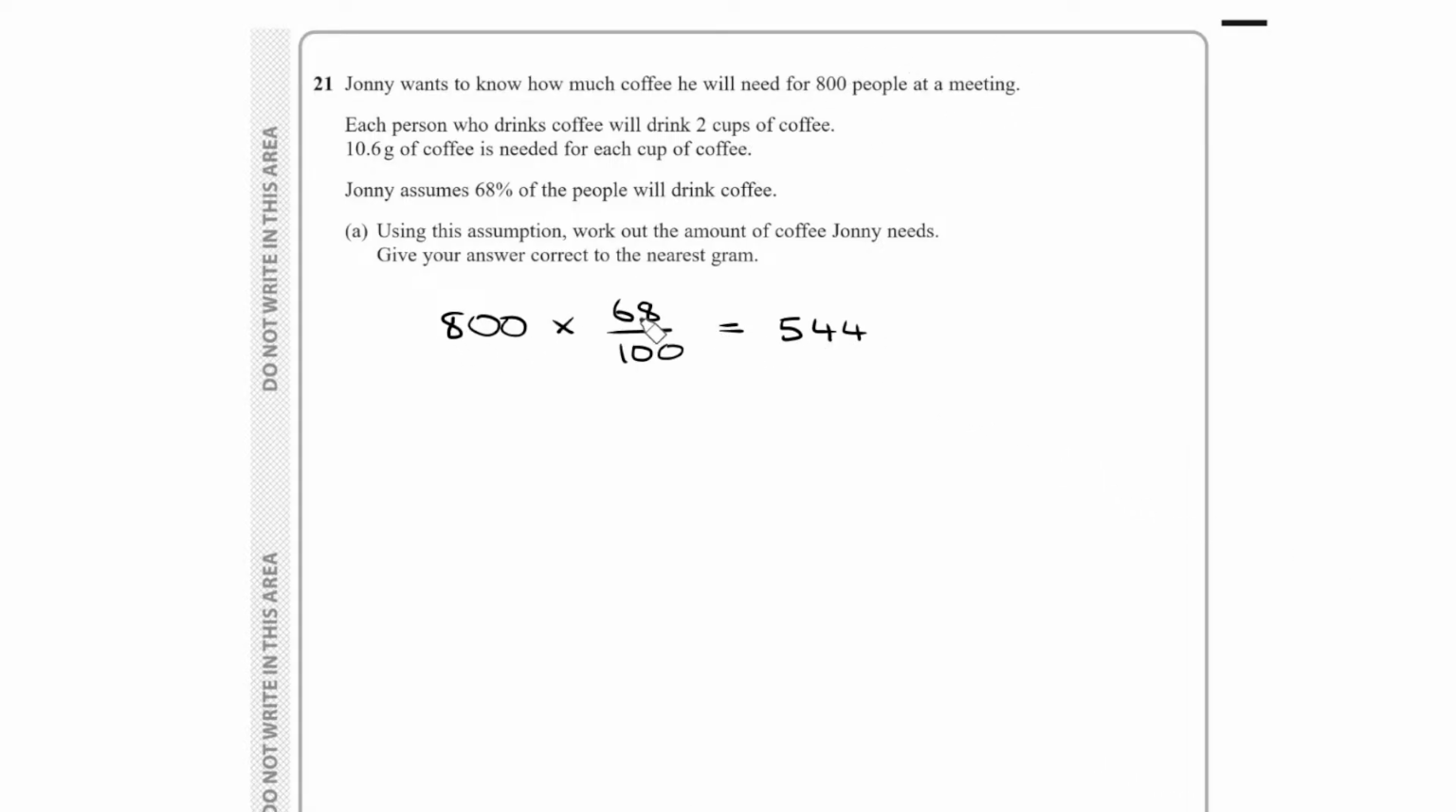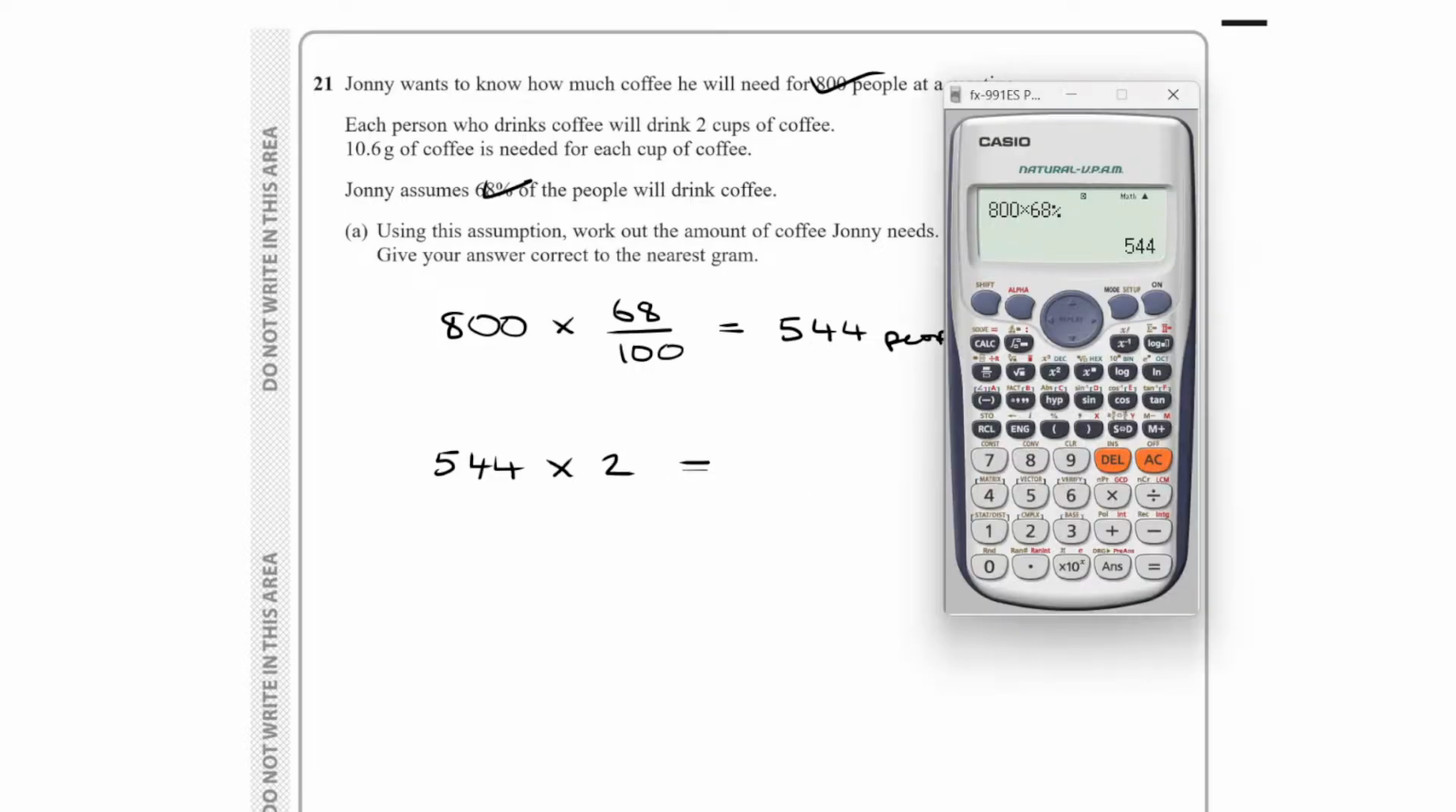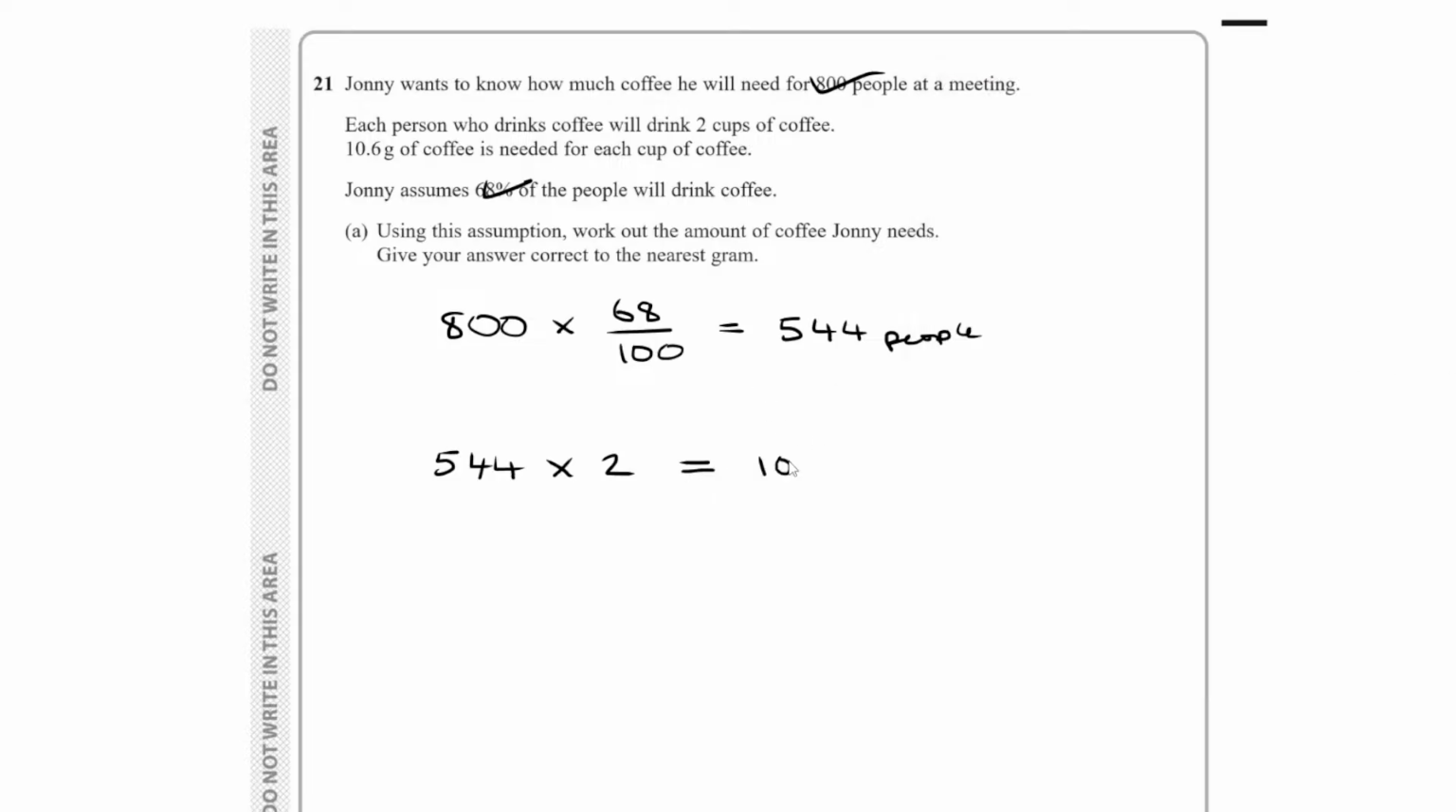So you can see I've got a smaller number because obviously 68% is not all of the 800, is it? It's a smaller amount of 800. So I'm saying that we've got 544 people who do want to drink coffee. Now, I've done that, tick that off. Each person who drinks coffee will drink 2 cups. So how many cups is that? Well, there's 544 people, but they're each going to drink 2 cups. So I just times that by 2, isn't it? So 544 times 2 is 1,088 actual cups of coffee. So that's people, but now that's cups of coffee.